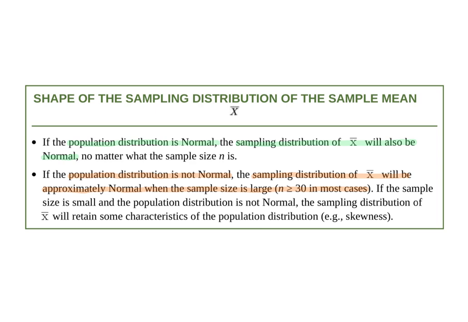And obviously it's going to depend on the case and what you're sampling and what makes sense for your n value. And then if the sample size is small and the population distribution is not normal, then the sampling distribution of your X bar will retain some characteristics of the population distribution. So if it's skewed to the left and you have a small n value, little n, for your sample, it's probably still going to look like the parent population.